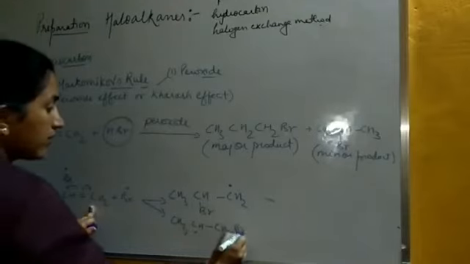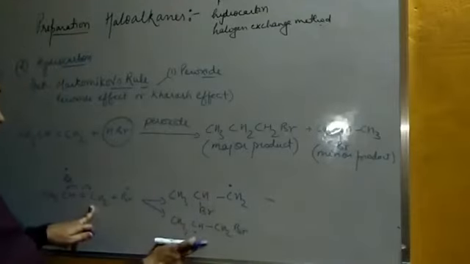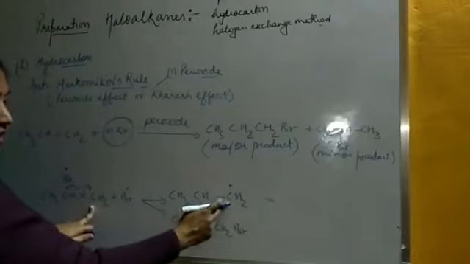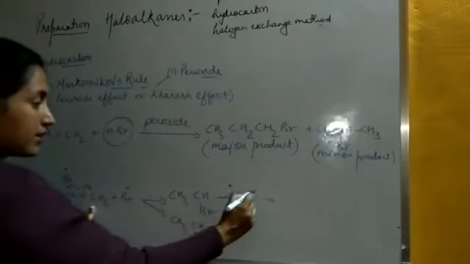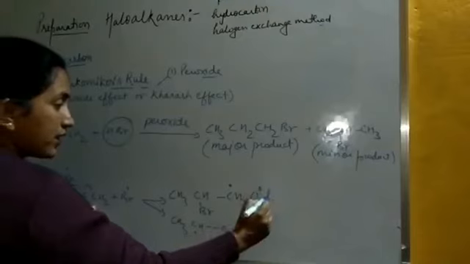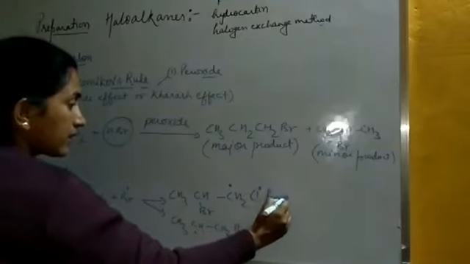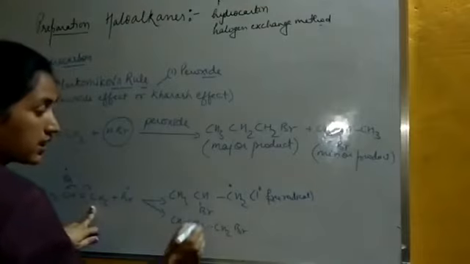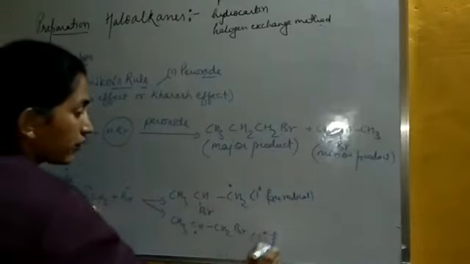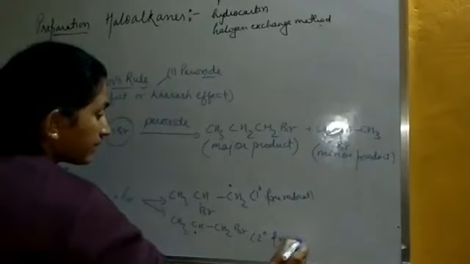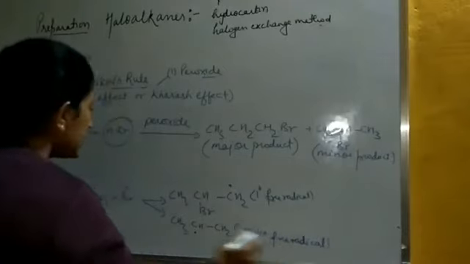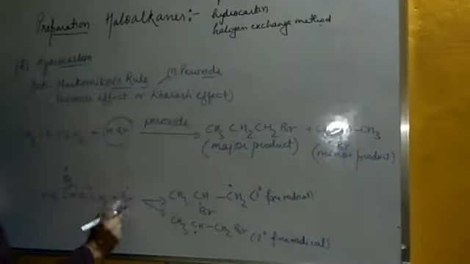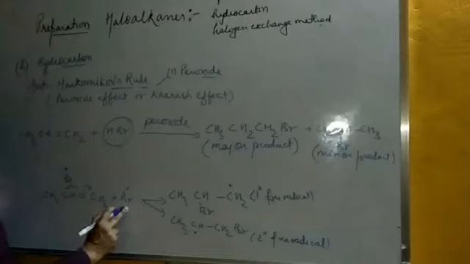So hope you remember, we have discussed this in class 11th also. So here this one is the primary free radical which has been formed, right, and here, student, this is the secondary free radical formed. So this step is exothermic in case of HBr, right.